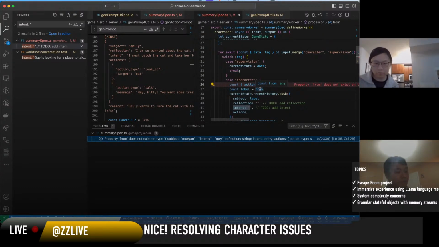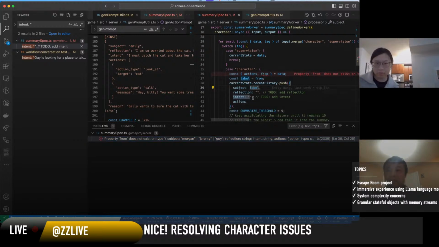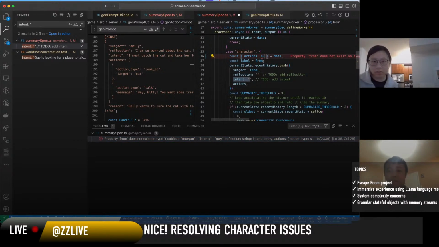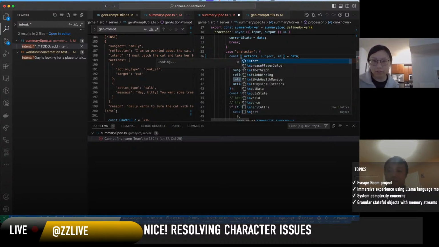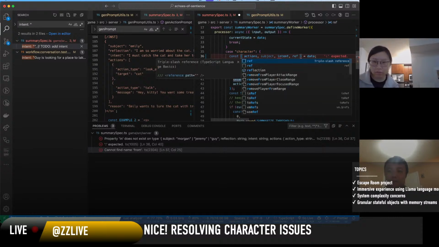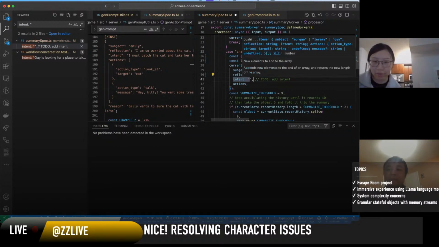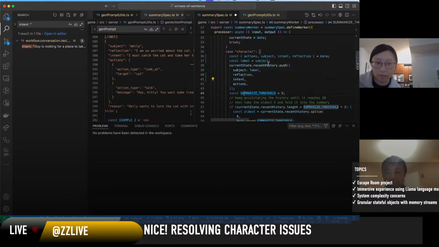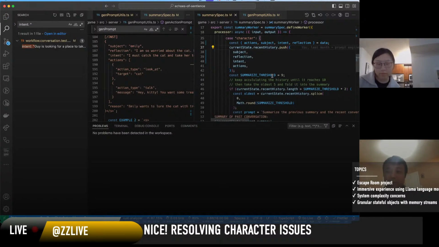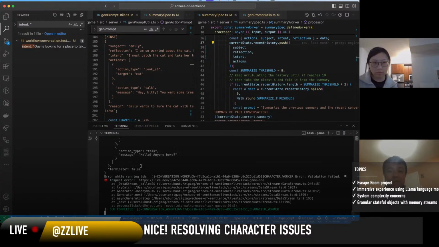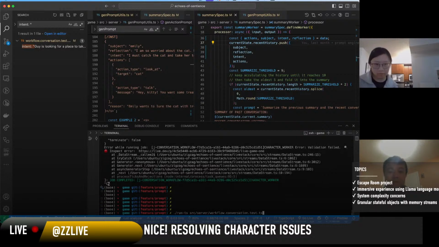In here, this is the summary worker. Okay, actions, subject, from doesn't exist anymore. Yeah. Subject, reflection, intent should all be there. And then you can even remove that const label equals object. Yeah, subject can just be subject. It doesn't have to be label. Okay. Cool, that should be good, right? Yeah, Smallville should just work.